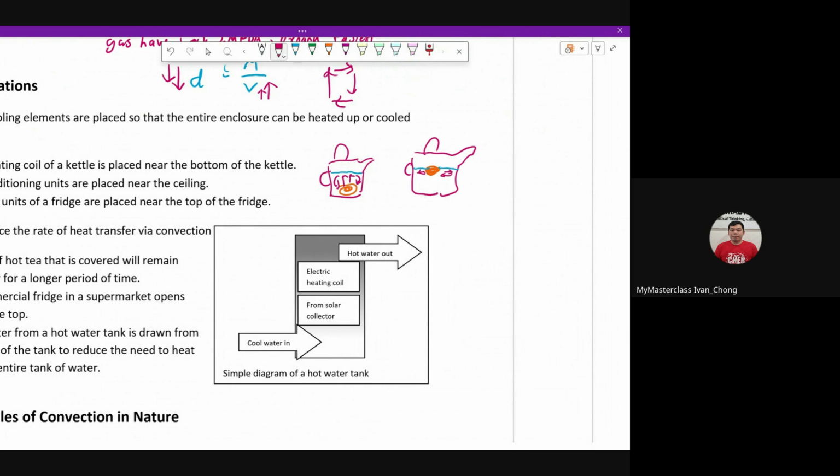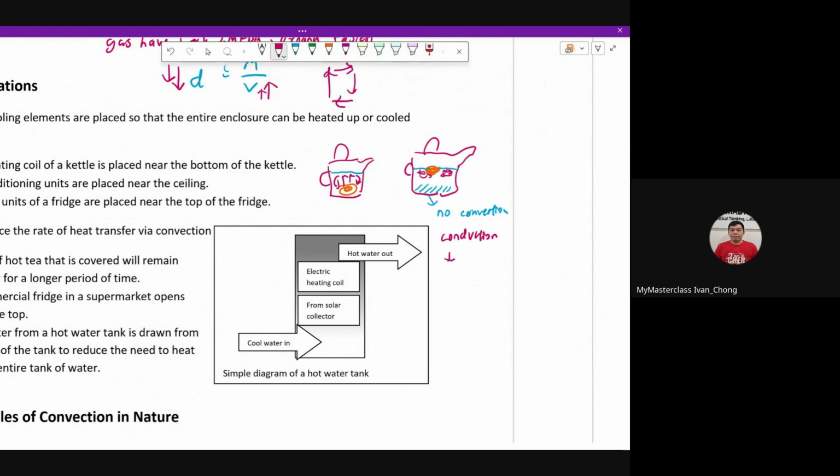The convection current that they form is only so small, which means that this bottom part of your liquid has no convection because your convection current doesn't touch that part. They only heat up the top part over here. So because of that, there's no convection. The only way that you gain heat is conduction.